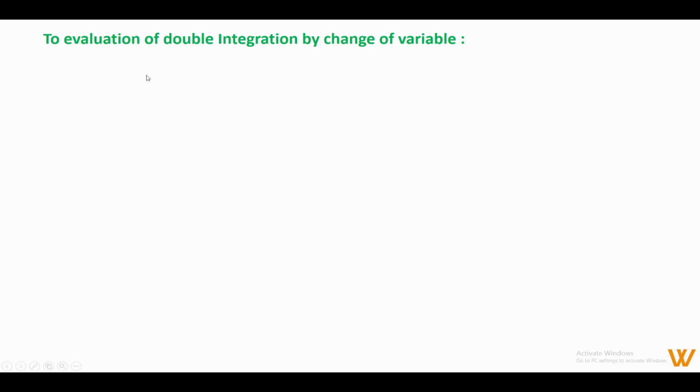Now, first, to evaluate double integration by changing Cartesian coordinates to polar coordinates, to understand this topic, you first need to know what is Cartesian form and what is polar form. First topic is Cartesian coordinates. In standard form, the Cartesian coordinates are x, y.